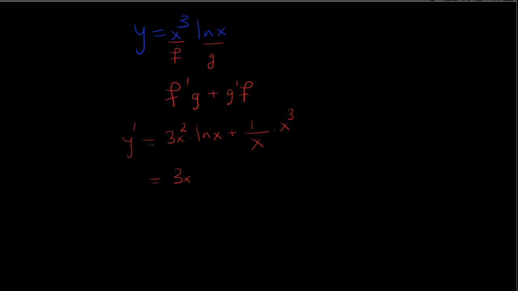So I have 3x squared times natural log x. I have x cubed over x here, so that would just be x squared. So that would just be plus x, my derivative.